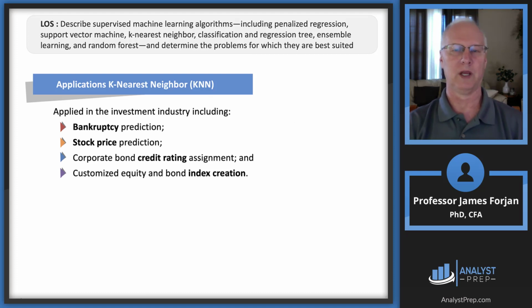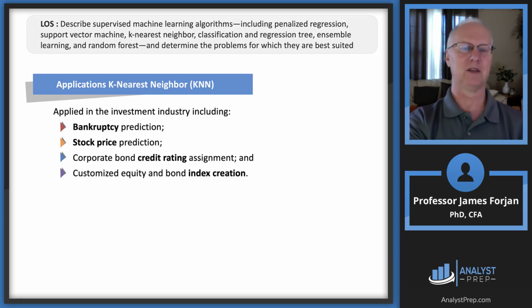So think about what we can use this for. We can use this for bankruptcy prediction. We can use it for stock price prediction, which has tremendous applications in technical analysis, right? Corporate bond credit rating. Boy, if we could predict what Moody's and Standard & Poor's and Fitch are going to do when they come out with that next rating, oh my gosh, think about how valuable we would be as wealth managers.